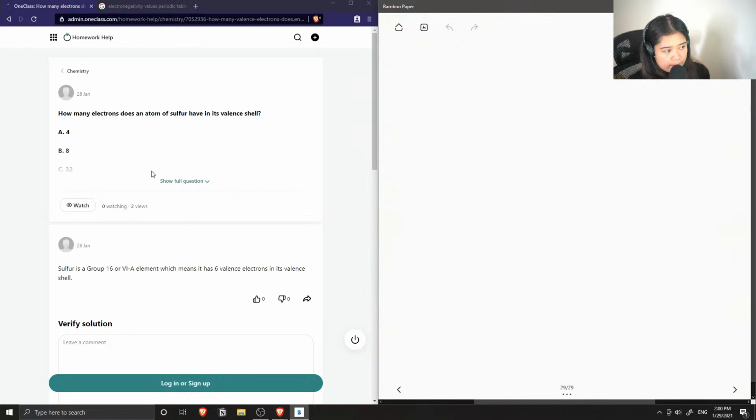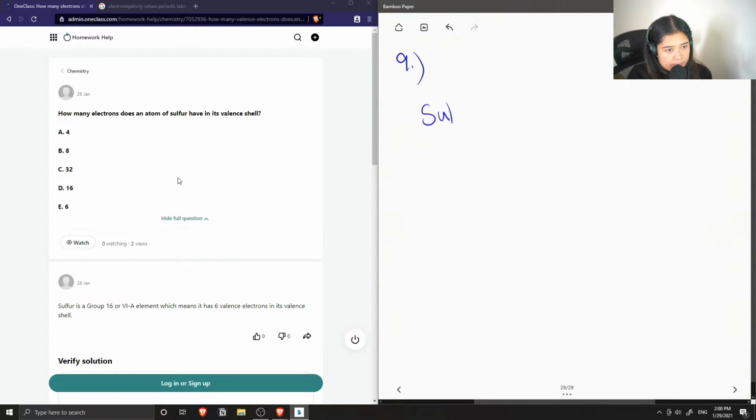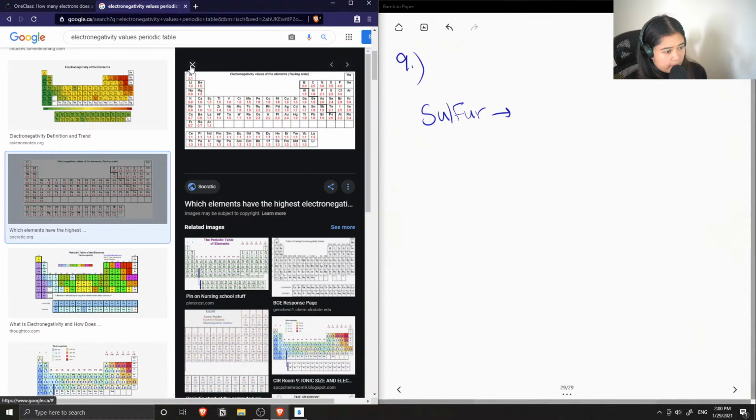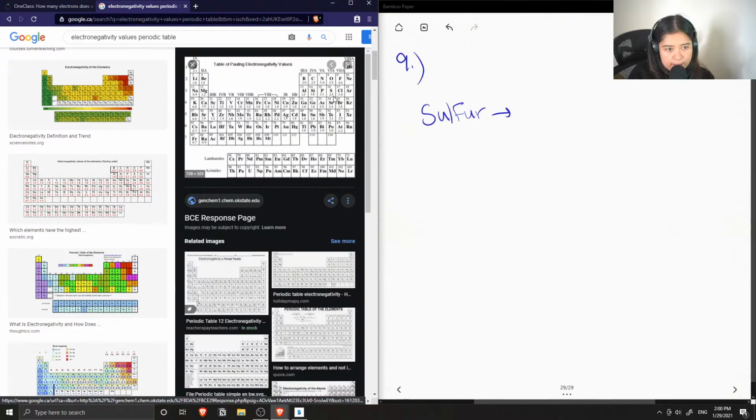Question number 9 is, how many electrons does an atom of sulfur have in its valence shell? So let's locate sulfur on the periodic table. And we can find it here in group 6A.